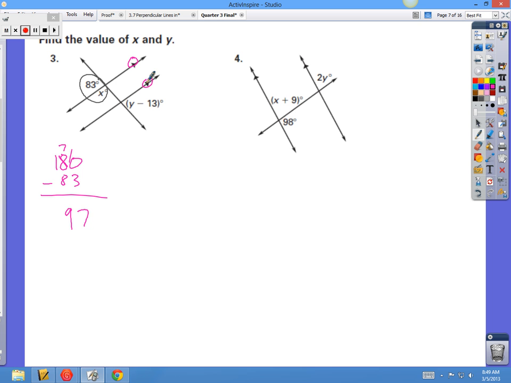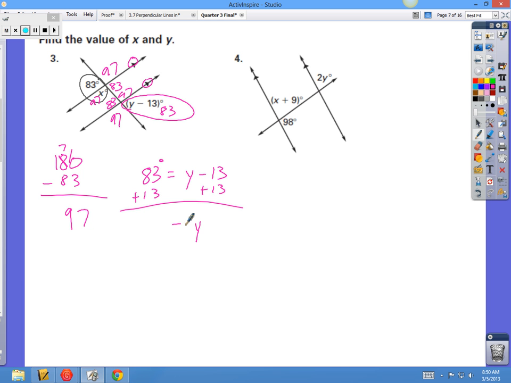Okay, these two marks mean they're parallel. So if this is 83, this is 83, this is 97, this is 97. And the same for the bottom. This is going to be 83, 97, that's 83, that's 97. I can find out all 8 angles. But now I'm going to use this data right here. If I know that 83 is equal to y minus 13, I know that y has to equal 83 plus 13. So y is equal to 96. Y has got to be 96. X has to be 97.